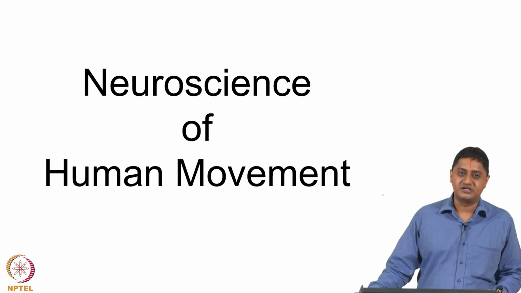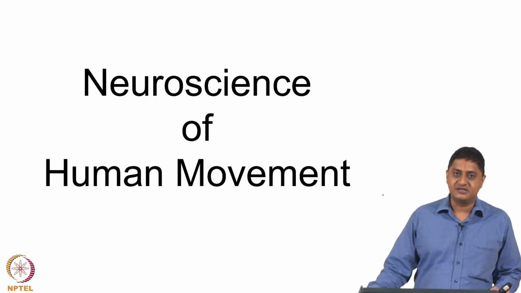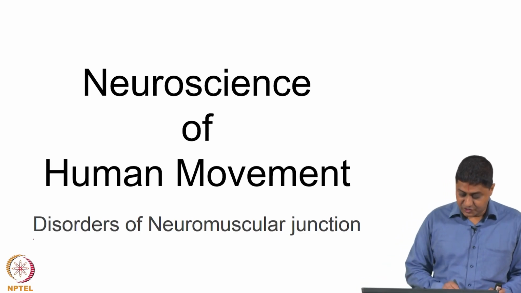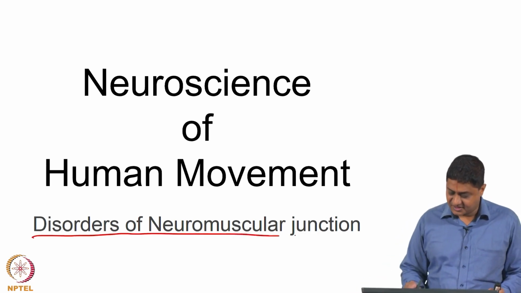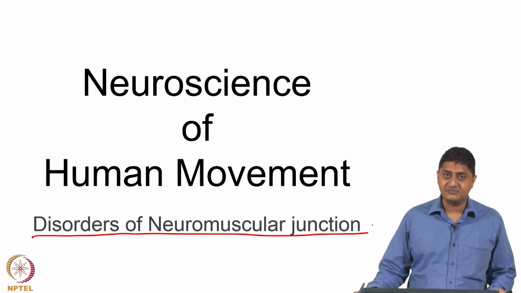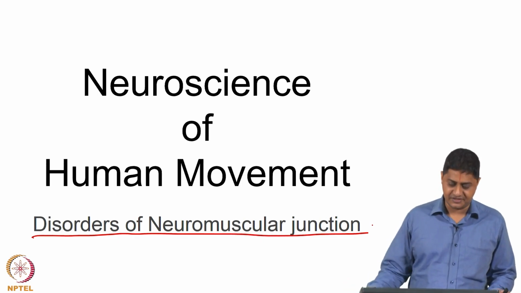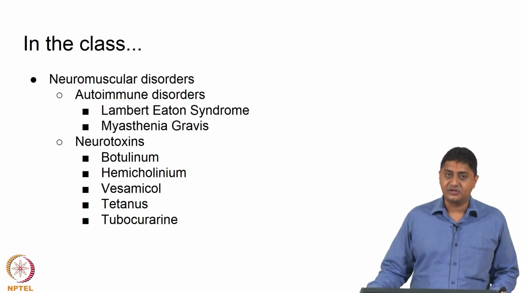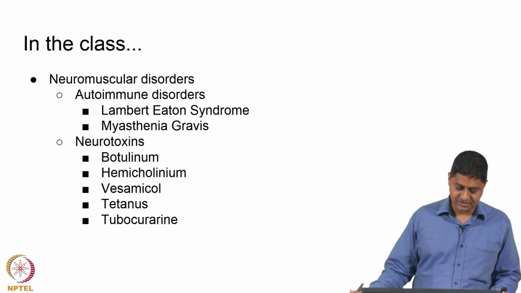So welcome to this class on Neuroscience of Human Movement. In today's class, we will be discussing disorders of the neuromuscular junction. In the previous class, we discussed the neuromuscular junction. Let's briefly review that concept and then discuss the various disorders.